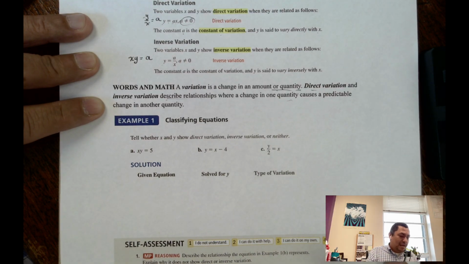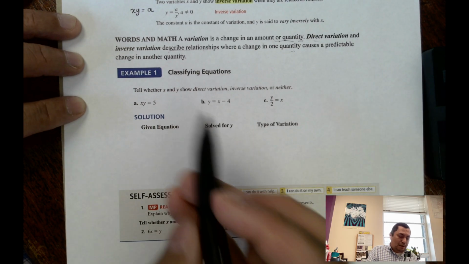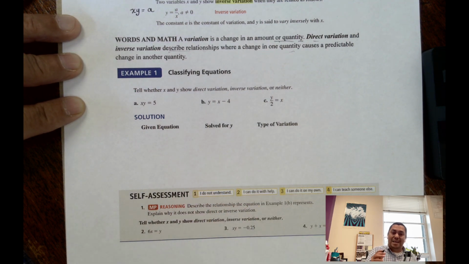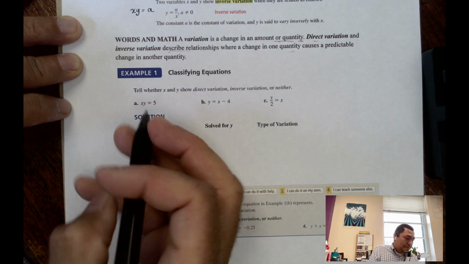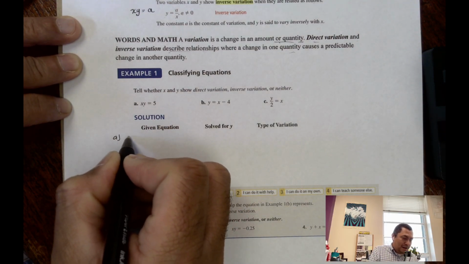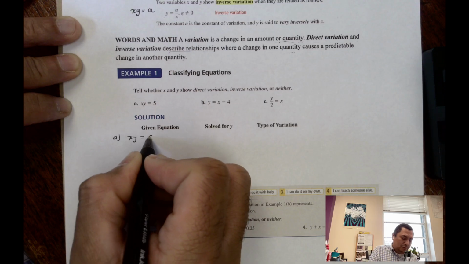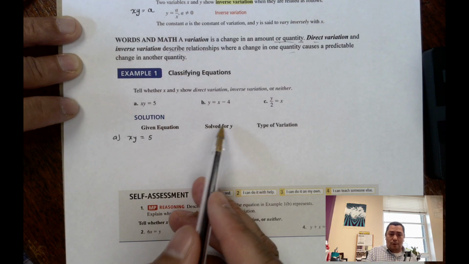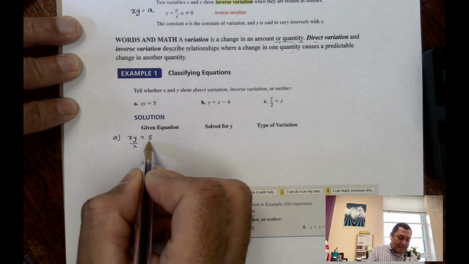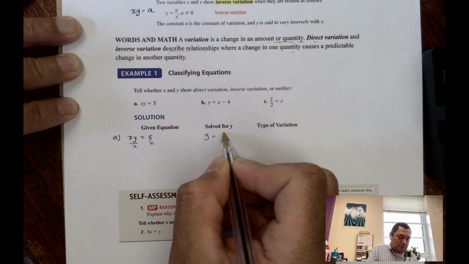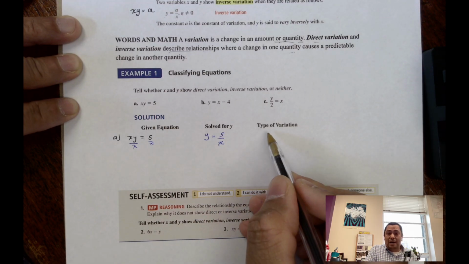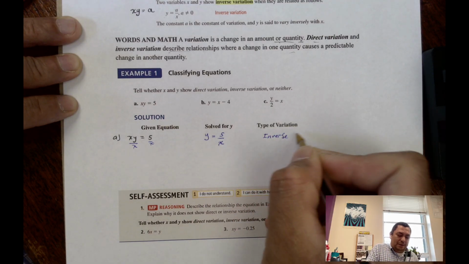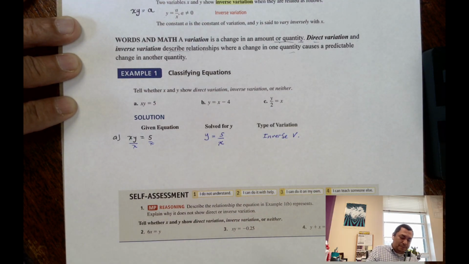So let's do some examples. Example number 1: tell whether x and y show direct variation, inverse variation, or neither. For a, I have x times y is equal to 5. Remember, this is my given equation. Let's solve for y, so I'm going to divide by x. So I have that y is equal to 5 over x. What kind of variation is this one? This one is an inverse variation.